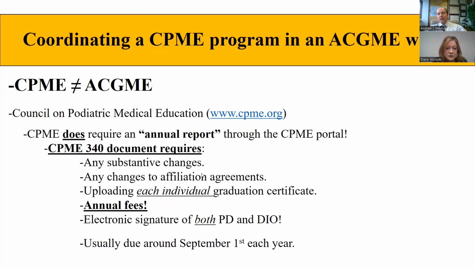Okay. The other area of the CPME, and this again is one of the organizations I wanted to focus on more, is the annual report, because this is also something where a residency coordinator can really help out the program director, making sure that this report is completed. This is called the 340 document. You report to the CPME on an annual basis if there's any changes to your program that you're anticipating, any changes to the affiliation agreements, either adding affiliated sites or decreasing affiliated sites.